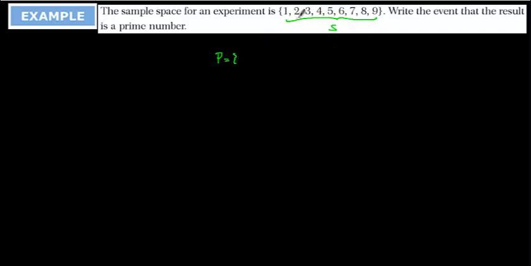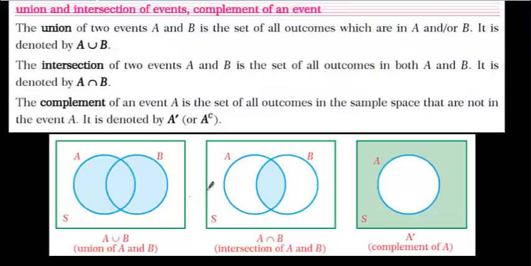Which numbers are the prime numbers? I'm going to show the prime numbers with P, and 2 is prime, and 3 is a prime number, and 5 is a prime number, and 7 is a prime number, and 9 is not a prime number because it is divisible by 3. So the number of elements in P is equal to 4.